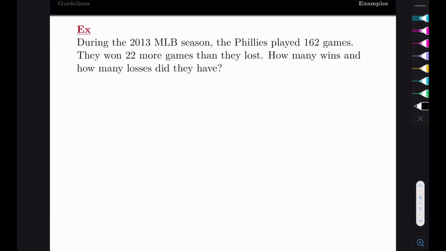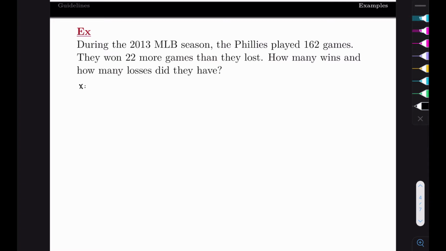So we're going to go through a few examples. The first one's going to be about numbers of wins and losses. We're told during the 2013 MLB season, the Phillies played 162 games in total. They won 22 more games than they lost. How many wins and how many losses did they have? So there's really a lot of information packed in such a short sentence, three pieces in total. But we have 2 unknowns.